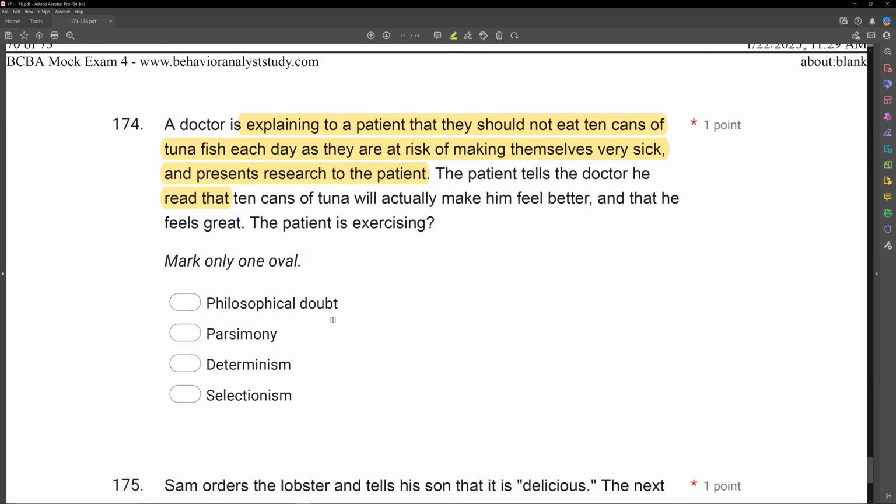Parsimony, the simplest explanation. Well, the simplest explanation would just be to listen to the doctor and the research. He's not being parsimonious. Determinism, the universe is a lawful and orderly place. We're not really looking at that in terms of his behavior here. We're not looking at a determined behavior. And then selectionism. We're not looking at his learning history or his genetic history. What we're doing is watching this patient engage in philosophical doubt when presented with this research and this expert opinion.